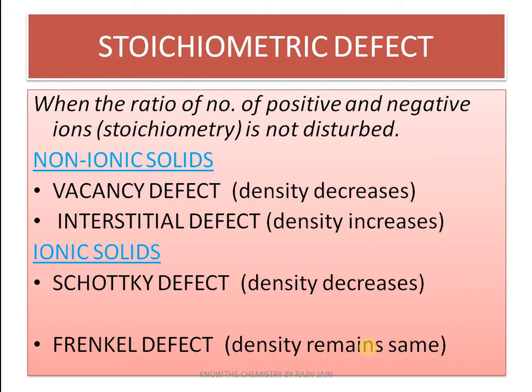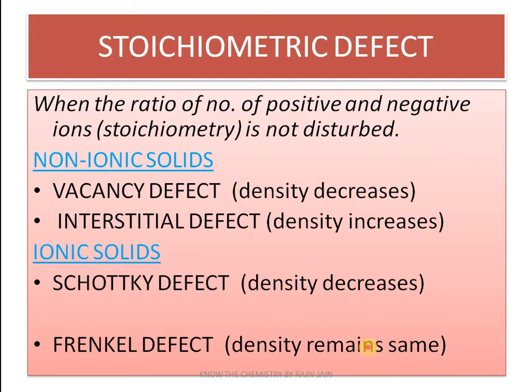In an ionic solid, both ions are removed, cation and anion, so the density will decrease. In a Frenkel defect, an ion is removed from its position and goes into the spaces in between. That is called Frenkel. We are not removing anything, so the density remains the same.